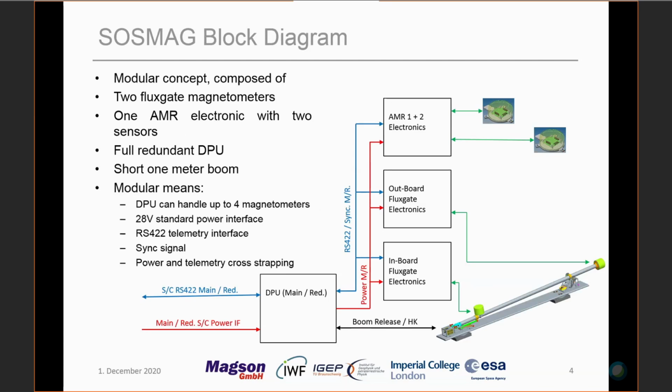SASMAG has a modular concept and is composed of 4 standard magnetometers. In principle, each of these magnetometers you could use as a standard device on the satellite. It is equipped with a 28-volt DC-DC converter and with an RS-422 telemetry interface. All magnetometers are connected to the DPU, and the DPU is connected to the satellite telemetry system, in case of SASMAG via KSAM. KSAM is a Korean Space Environmental Monitor.